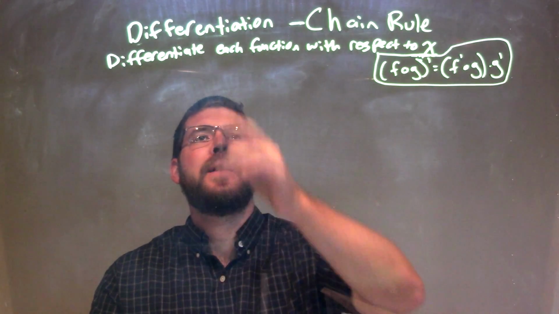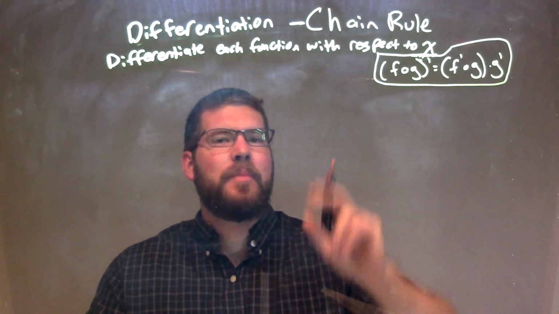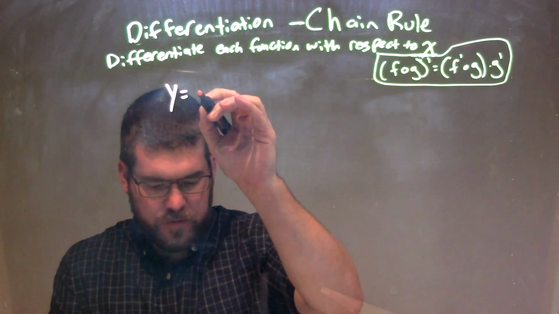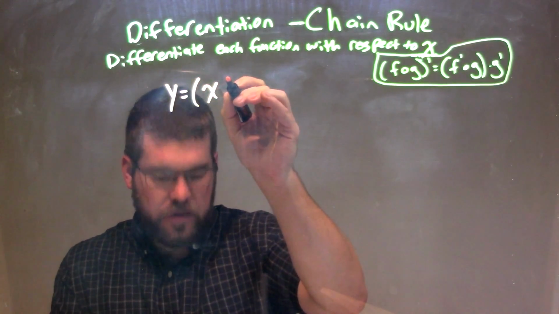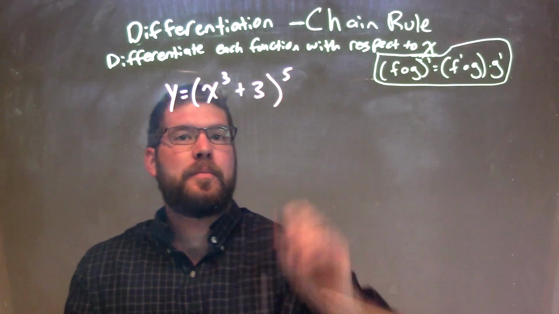And today we're going to learn about differentiation and apply the chain rule. We're going to differentiate each function with respect to x. So if I was given this function, y equals (x to the third plus 3) all to the fifth power.